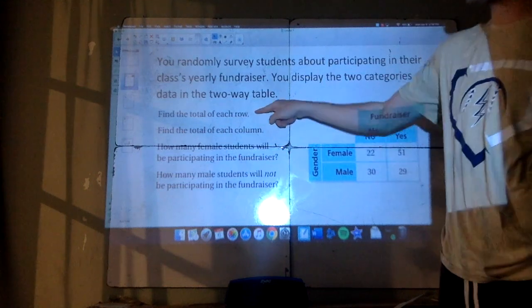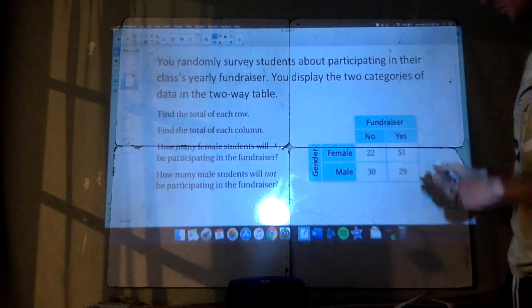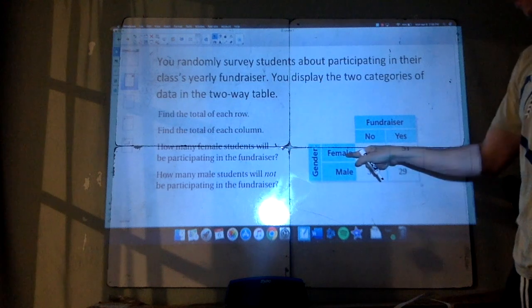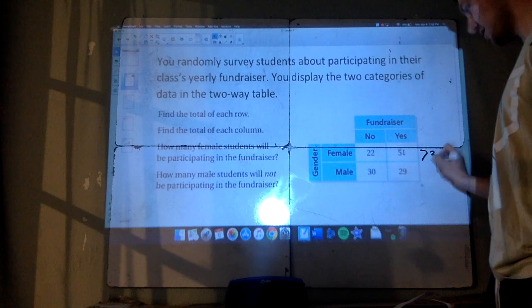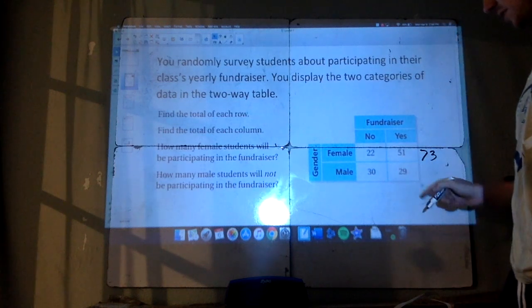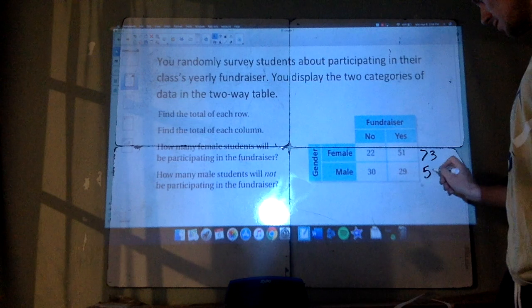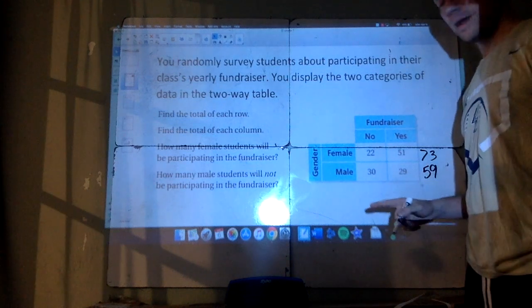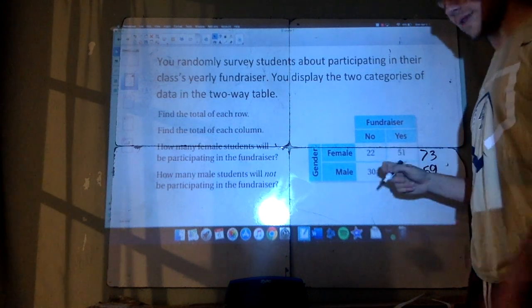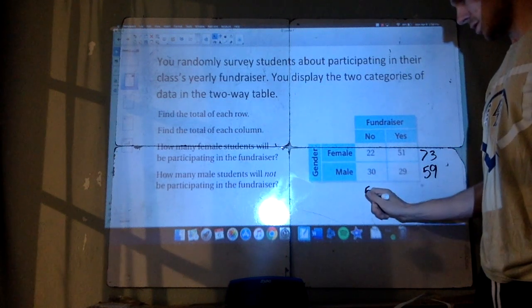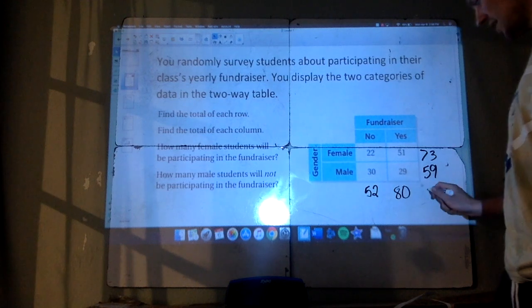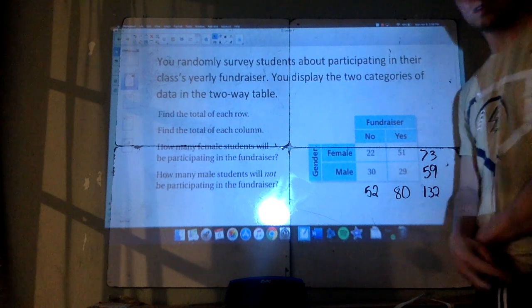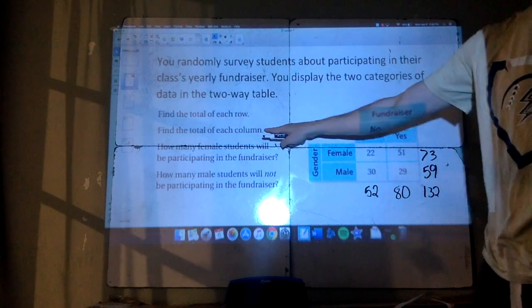So the first step is to find the total of each row. How many total females were there? 22 plus 51 gives us 73. How many total males were there? 30 plus 29 is 59. How many total said no, they will not participate in the fundraiser? It's 52. And how many said they would? That's 80. So that gives us a total of 132 students.